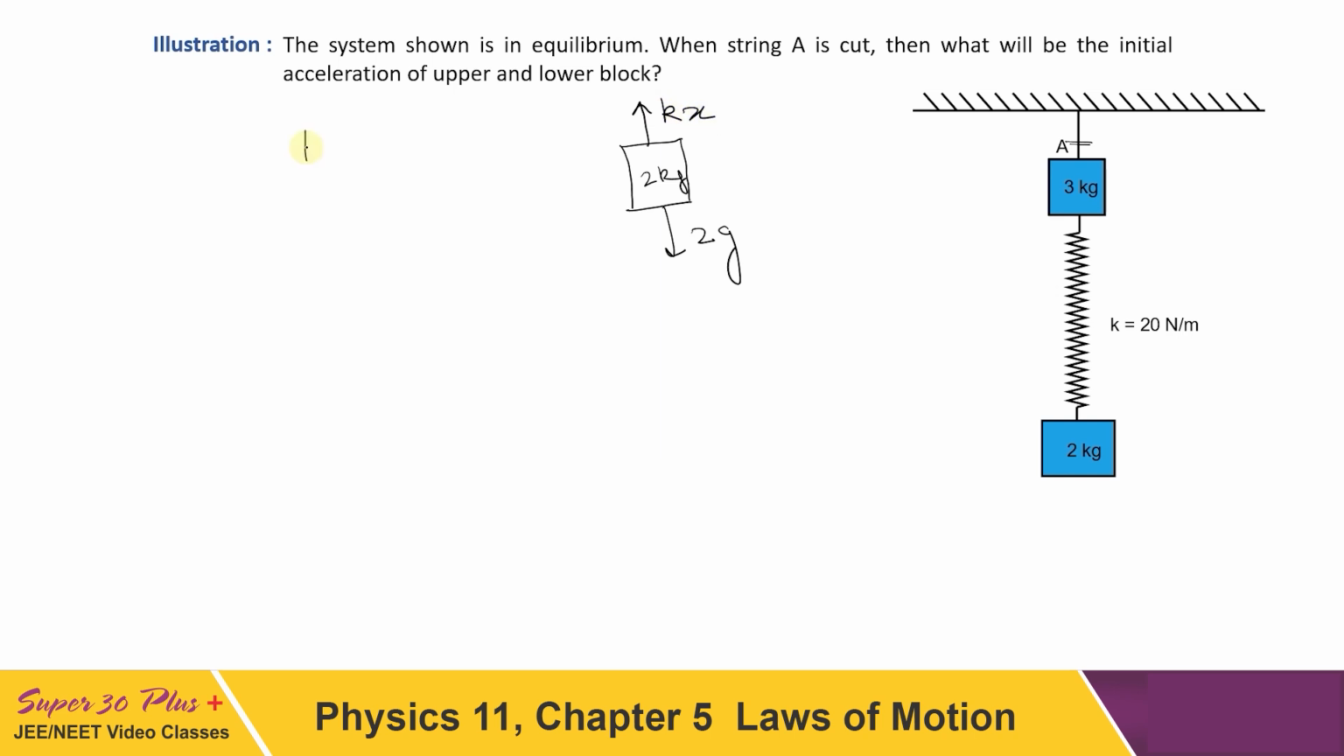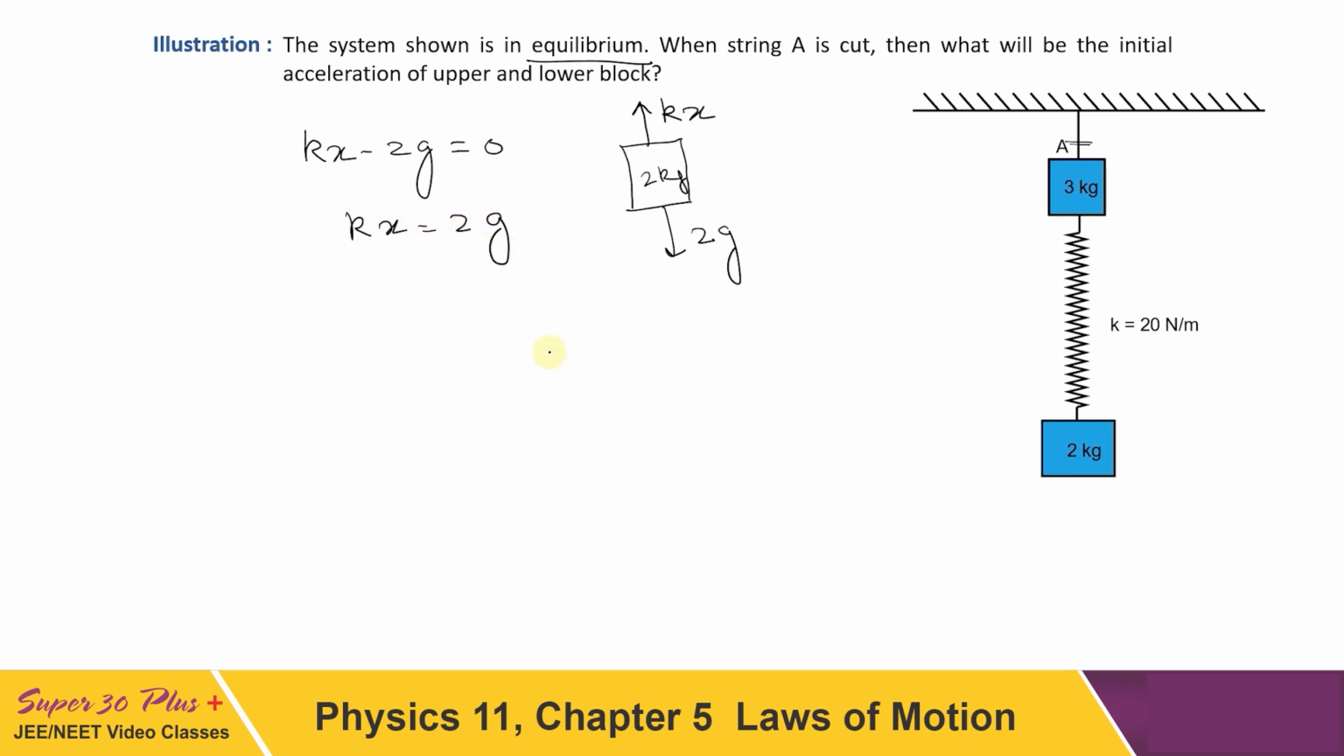And we can write kx minus 2g is equal to 0, because before the string is cut, it should be in equilibrium, that is given in the question. So we can write kx minus 2g is equal to 0. From here we got kx is equal to 2g.